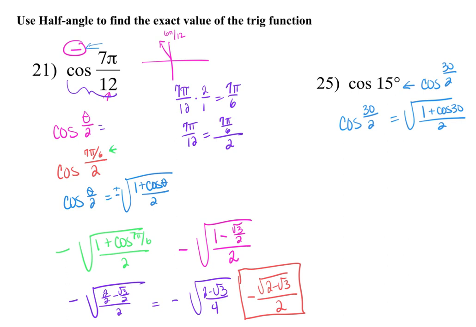And go from there and just plug it in. So determine what quadrant you're in. Determine what angle you need to use. That is, if we cut it in half, it equals this angle. And then just use your half angle formula.